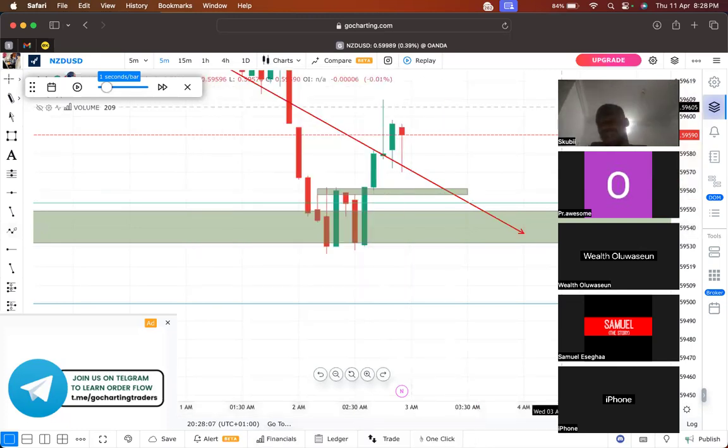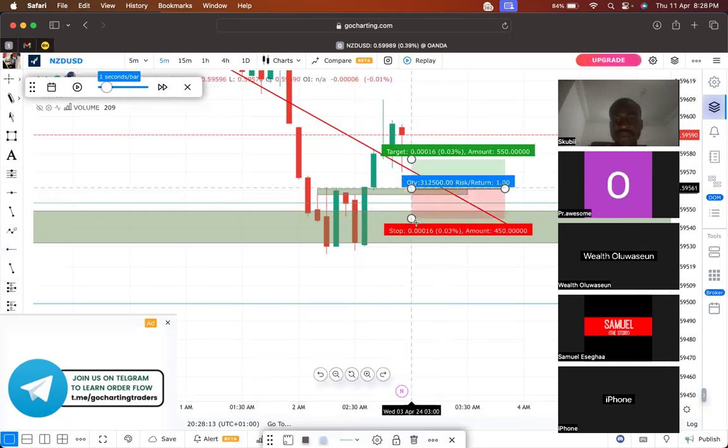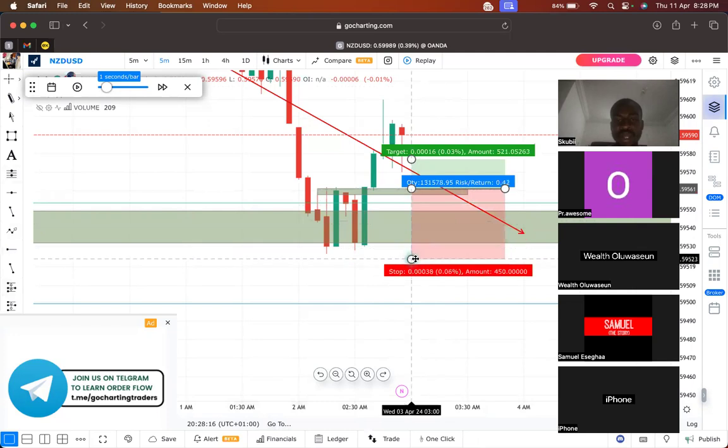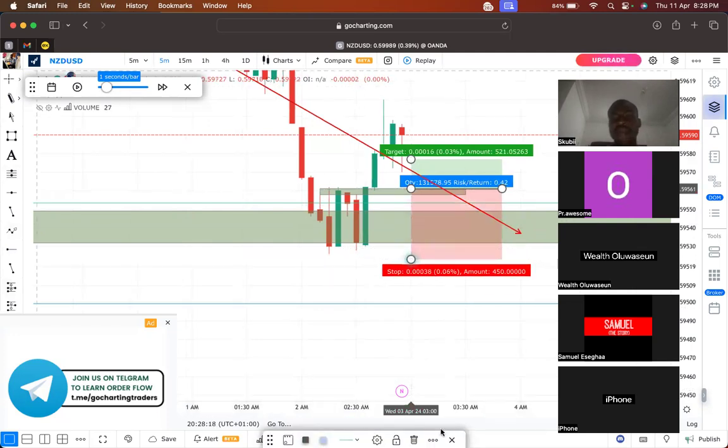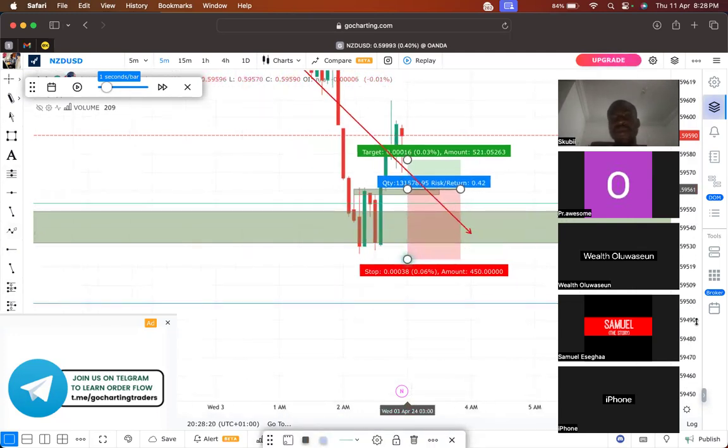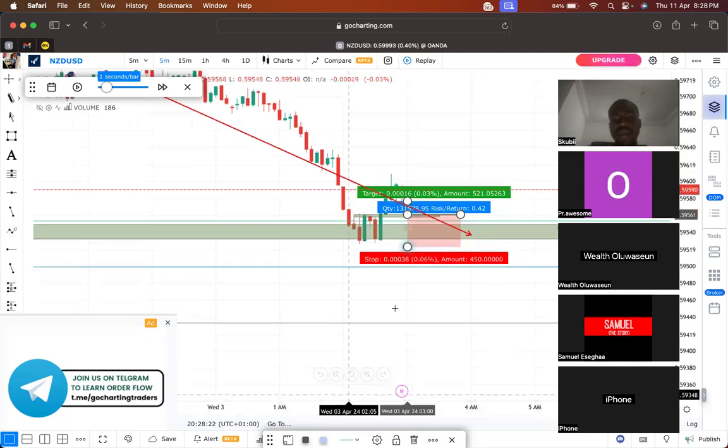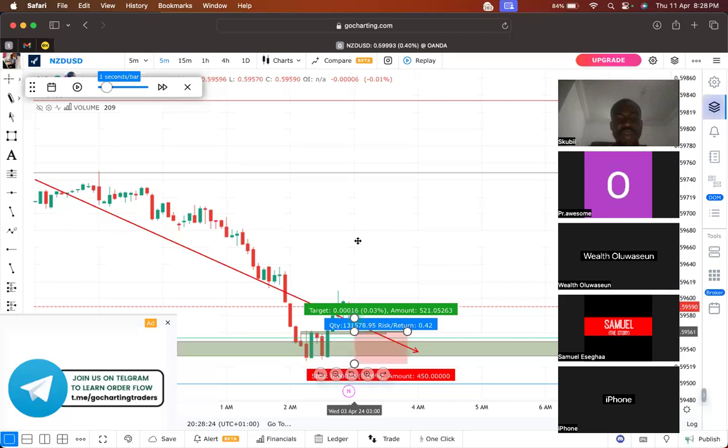So let's see if actually price came back. Our entry point is going to be at this zone here. Stop loss a few pips below. And then we're targeting the 1 hour high. So 1 hour high. Let me drag this chart down. 1 hour high is up here.